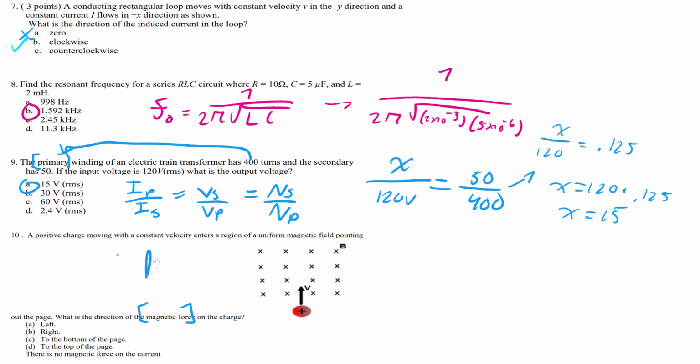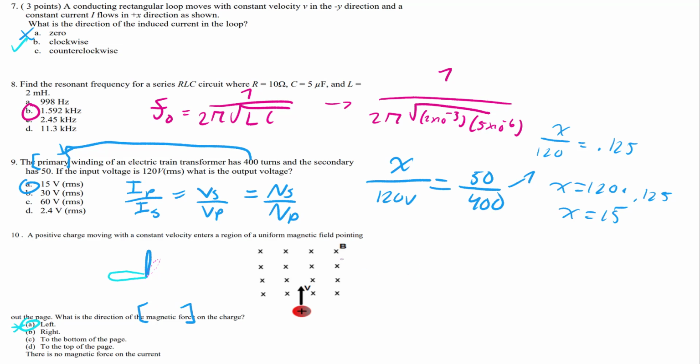And my thumb is going to give me my direction of the force. So my velocity was going upwards, my B field was going into the page, and I should be seeing an L shape with my right hand, right? Because this is how I do point charges with the right hand rule. I don't use my actual hand, I just use my fingers. So my velocity is pointing upwards, my B field is going into the page, and my thumb is going to be showing me the direction. And so I should have a left direction for the force.